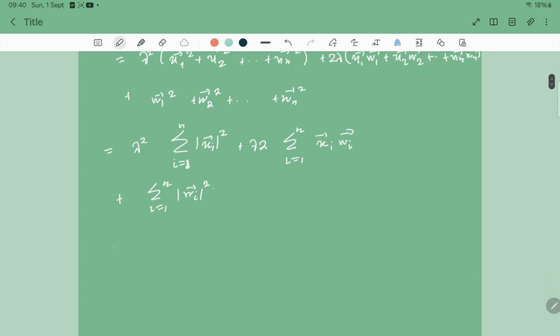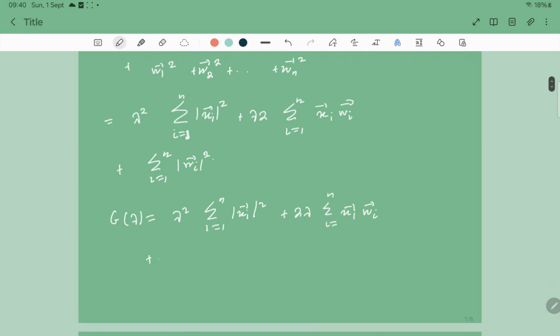So this is a polynomial, let's call it g of lambda. This sum is the coefficient of lambda squared, plus 2 lambda times this coefficient, plus the constant term, which is this sum over here.